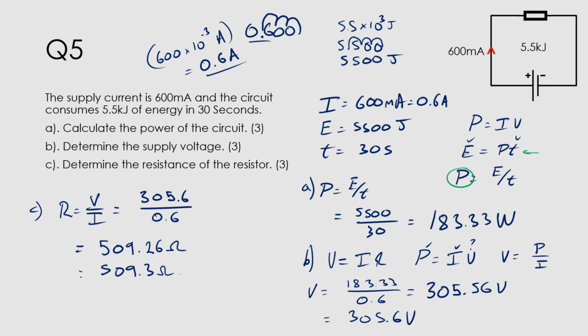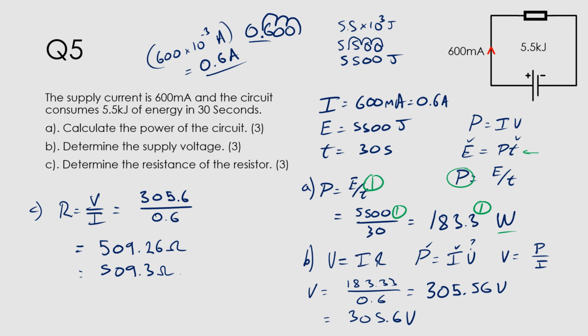Our energy is 5,500 divided by 30, and that gives us 183.33 watts. I suppose for consistency here, I've gone to single decimal places, so to be consistent, I should get rid of that 3 and just leave it there. So we get our final answer with units, we get our substitution, and we get our formula here as well. Then we move on to part B here.